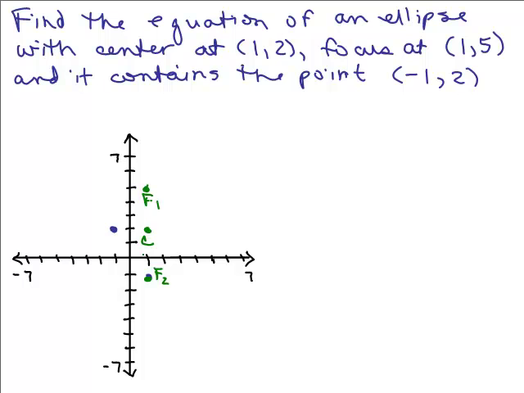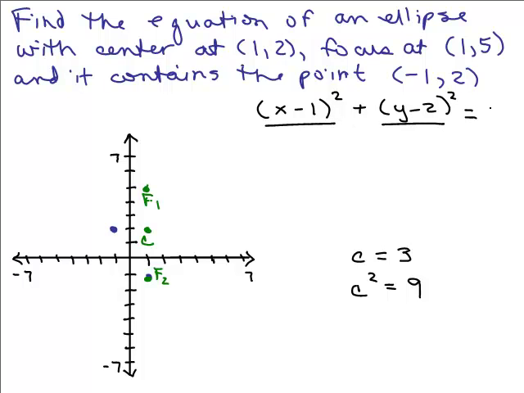All right, so if it's 3 spaces away, what does that tell us about c? That tells us that in this case, c is 3 spaces, so c squared is 9. So I know that. I also know my h, k because I know the center. So I could start, I know it's going to be x minus 1 squared plus y minus 2 squared over something, right, equals 1.